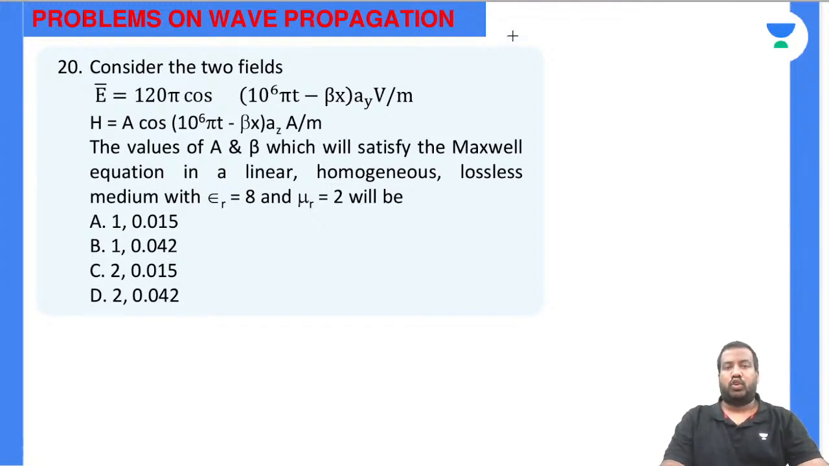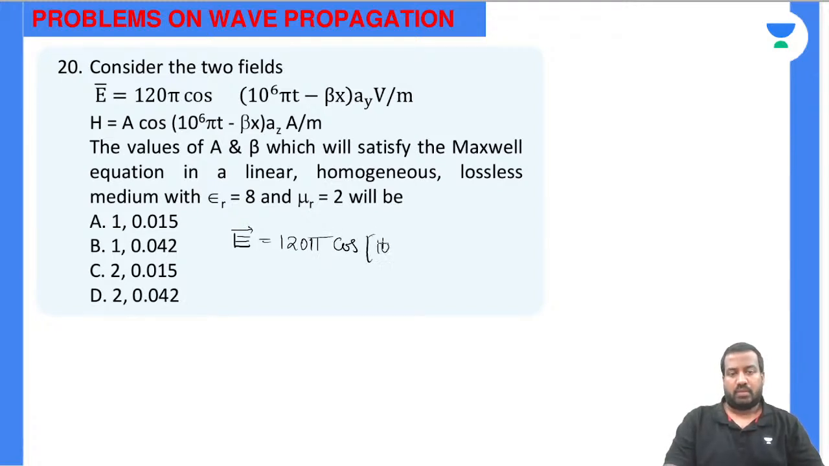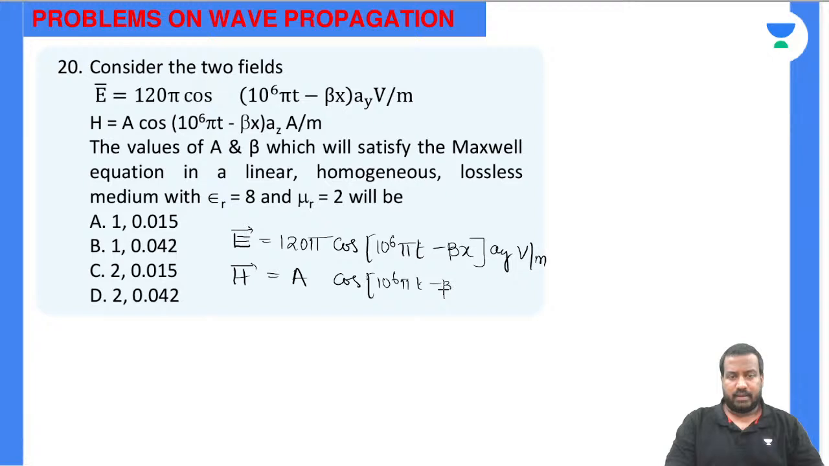Consider two fields. Again, electric field and magnetic field are both given. As I told you, similar to the previous question model, E is 120 pi cos of 10 power 6 pi t minus beta x, AY volt per meter. H is A times cos of 10 power 6 pi t minus beta x, AZ ampere per meter.